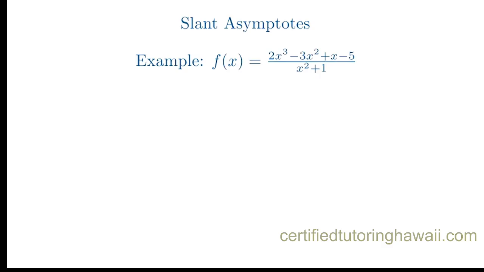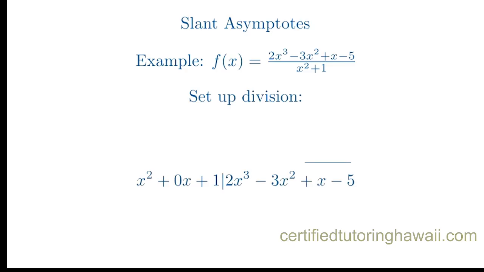Let's look at the function f of x equals the quantity 2x cubed minus 3x squared plus x minus 5 over the quantity x squared plus 1. The degree of the numerator is 3, and the degree of the denominator is 2. The numerator's degree is 1 greater, so a slant asymptote exists. We find it using polynomial long division.